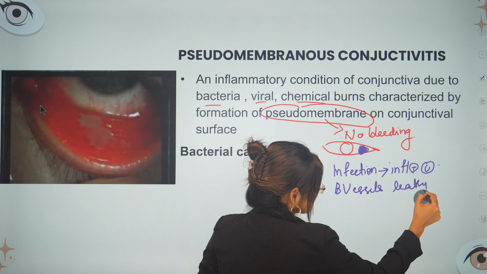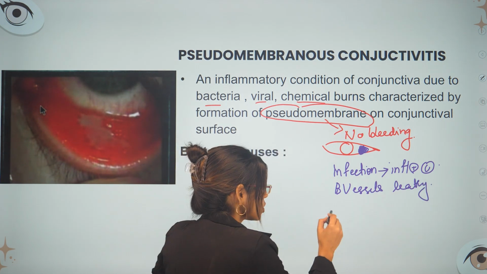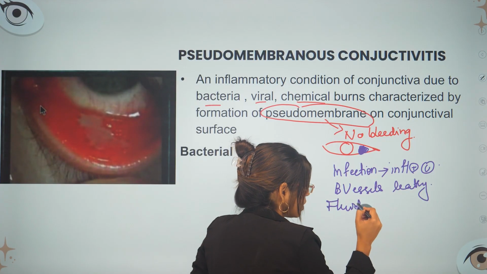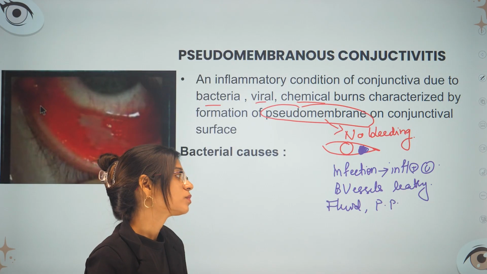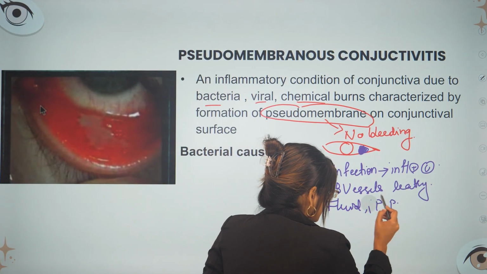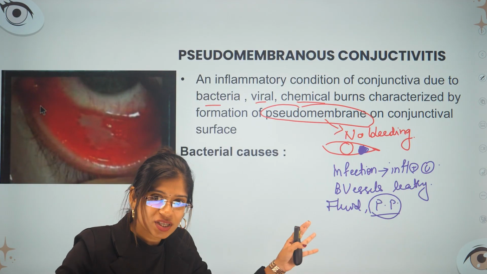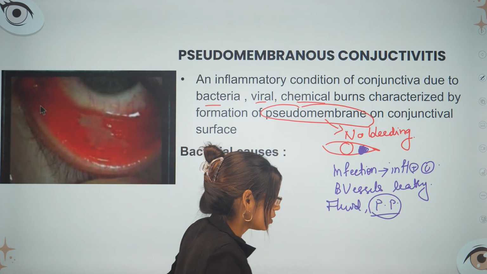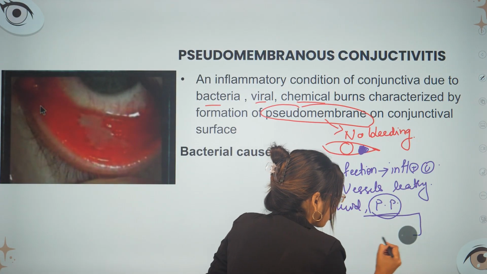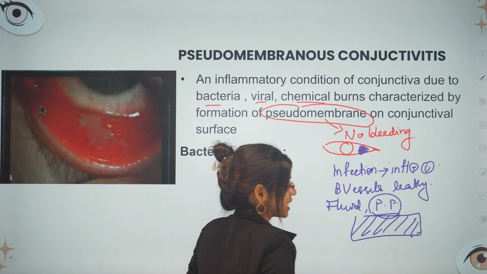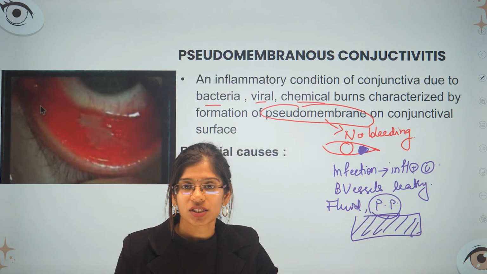They become leaky, and from these leaky blood vessels, fluid and plasma proteins start to leak out. In plasma proteins, there is one protein called fibrinogen. This fibrinogen gets converted to fibrin. Fibrin, along with inflammatory cells and debris, will form a membrane on the conjunctiva. That is a pseudomembrane. Basically the same pathology goes with membranous conjunctivitis also.